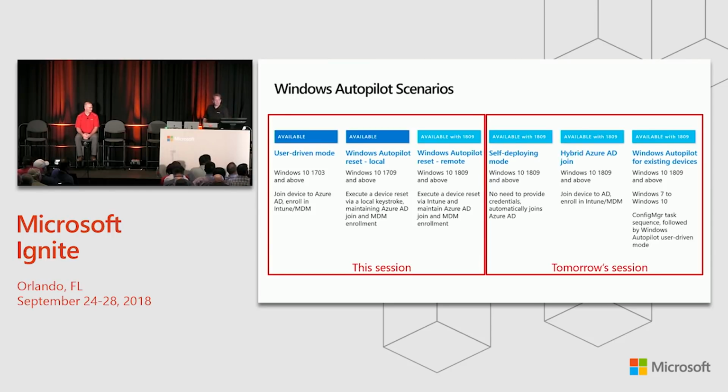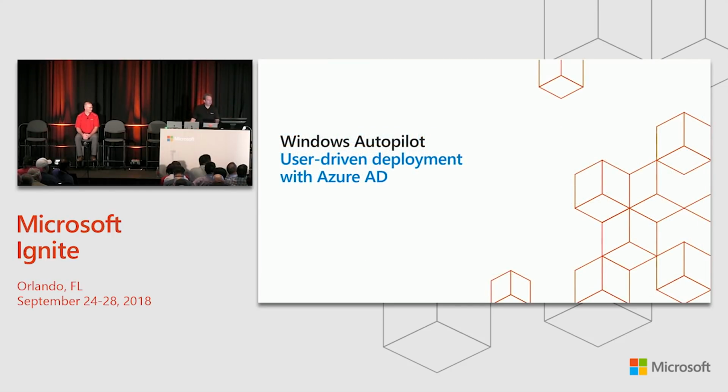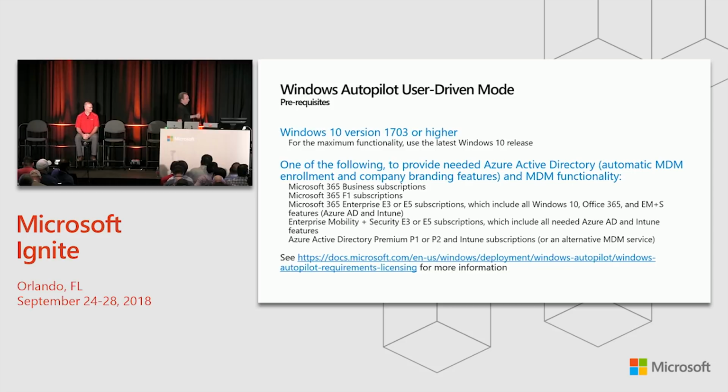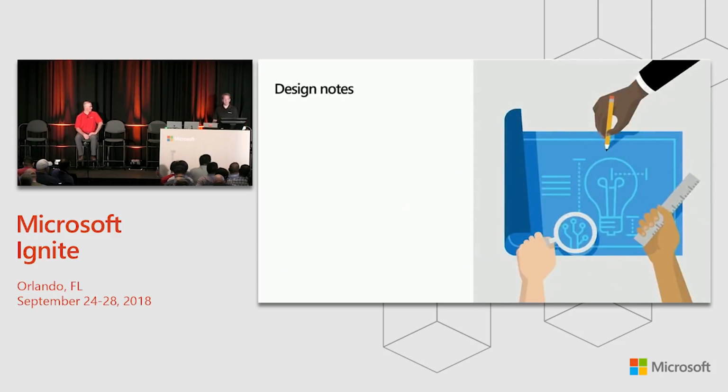So let's go through a little bit more for the user-driven deployment scenario, the one that I started off demoing. Again, it was the first one added in 1703 or higher. We have the standard licensing requirements for that, so we don't need to focus much more on that. The goal overall is that this could be done by the end user. They are going to be asked for Azure AD credentials. Those would be used for authentication, as well as joining Azure AD and enrolling in MDM.